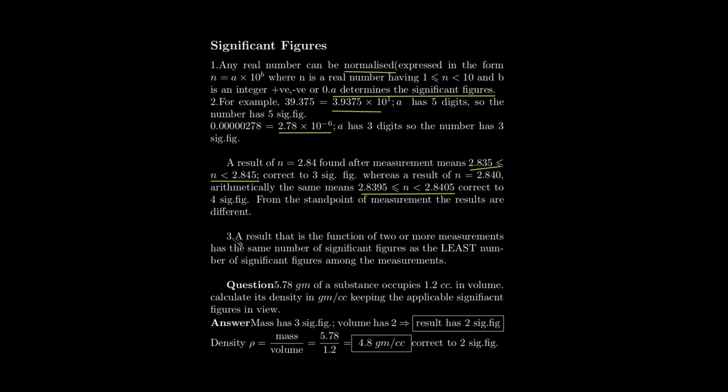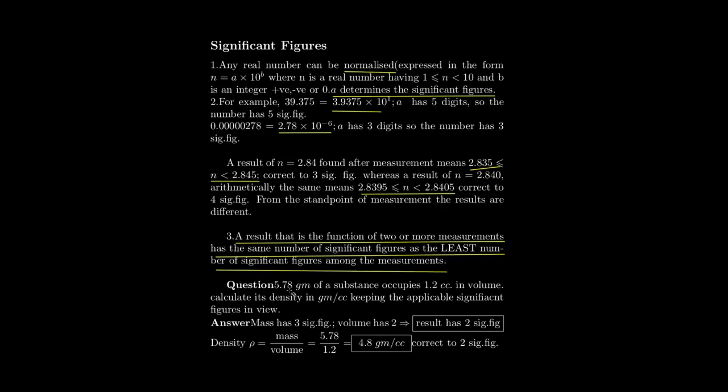We thus come to the important concept. A result that is the function of 2 or more measurements has the same number of significant figures as the least number of significant figures among the measurements.